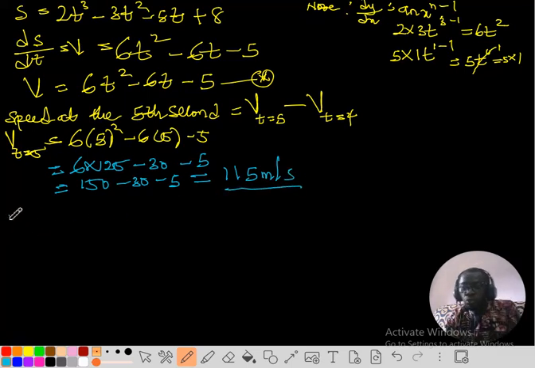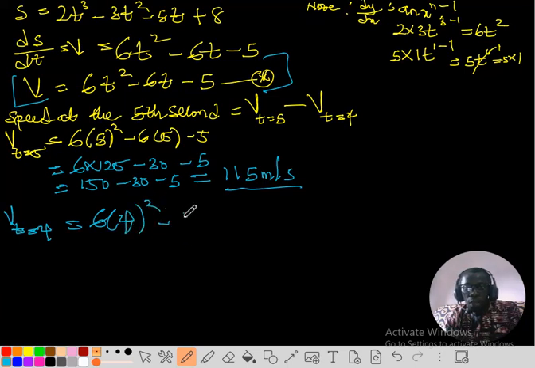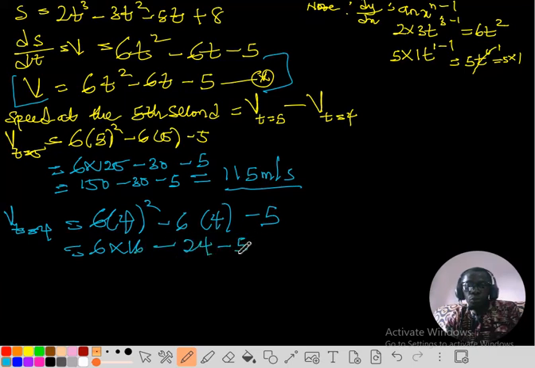Settled. Again, we look for speed v when t is 4. So v when t is 4, still this formula. Anywhere you see t here, replace that t with 4. So I'm going to have 6 times 4 squared, minus 6 times 4, then minus 5. So 4 squared is 4 times 4, 16, minus 6 times 4, 24, then minus 5.